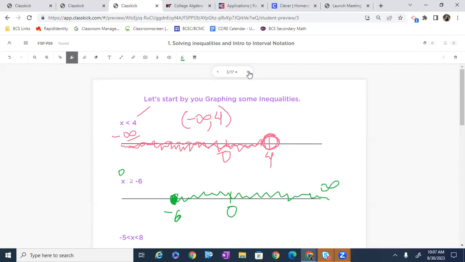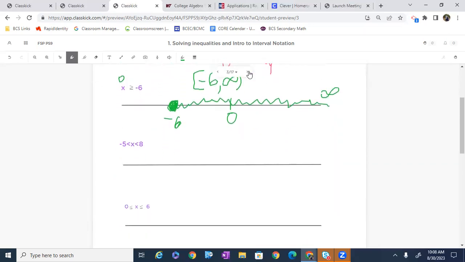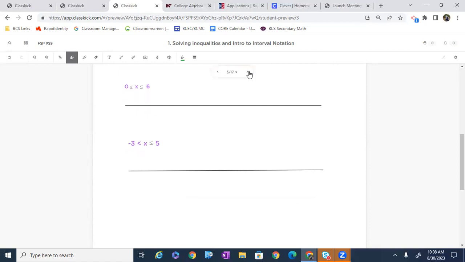Now, when we write this in interval notation, I'm going to start at negative 6, the smallest number. It is a closed circle, so I'm going to indicate that with a bracket because negative 6 is a solution to the inequality. And then I'm going to go all the way up to infinity. And once again, infinity gets a parenthesis because it's not a defined number. Let's go ahead and jump down and look at the last one here.